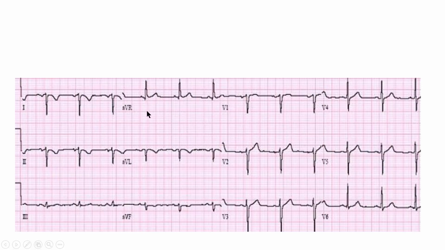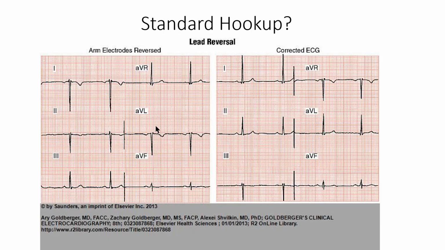If we move over to AVR, the weird reversal lead, we know that in a normal patient this lead should be upside down. We should have a P wave, QRS, and T wave that are upside down, and yet it's right side up. That, of course, is because we have limb lead reversal. We've just swapped the right and left limb leads, and that, of course, has produced this weird finding.